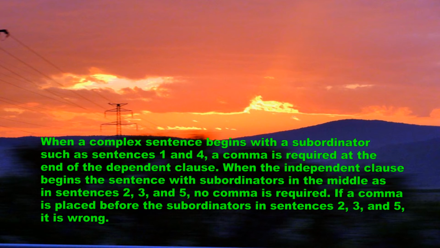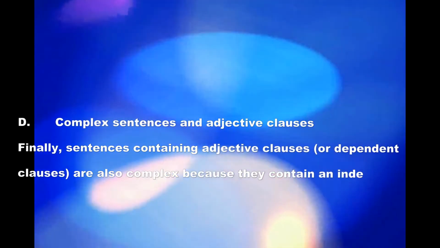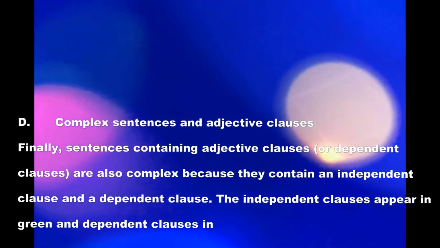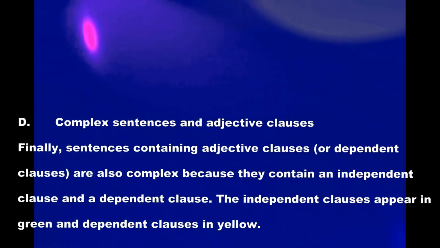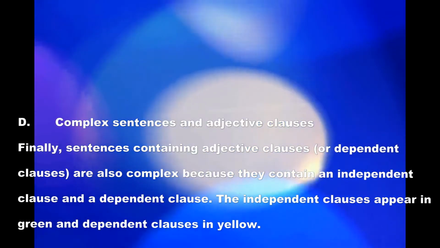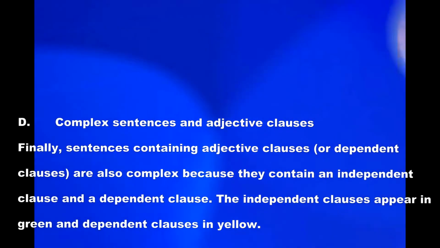When the independent clause begins the sentence with a subordinator in the middle, as in sentences 2, 3, and 5, no comma is required. If a comma is placed before the subordinators in sentences 2, 3, and 5, it is wrong. Complex sentences and adjective clauses. Finally, sentences containing adjective clauses or dependent clauses are also complex because they contain an independent clause and a dependent clause, in which case the dependent clause is in the middle of an independent clause.